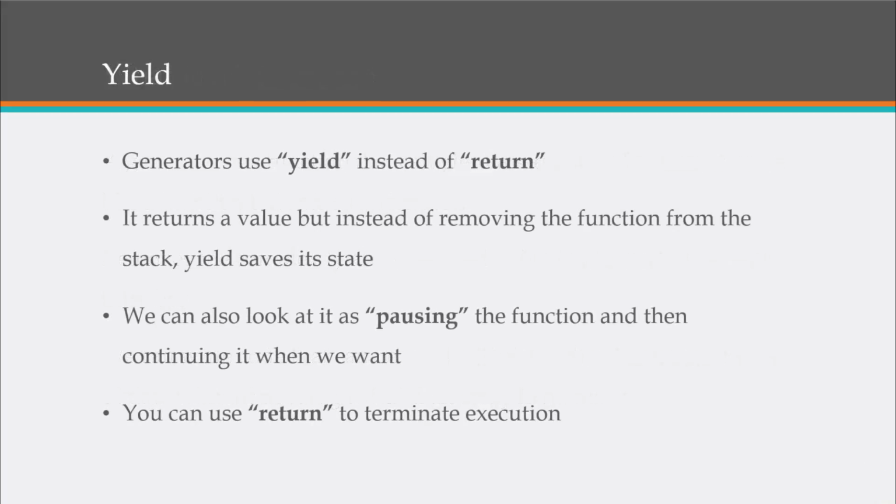Yield is the keyword that's used with generators instead of return with a regular function. It does return the value, but instead of removing the function from the stack, yield saves its state, and it'll keep doing this until the last yield is called. We can also look at this as pausing the function and then continuing it when we want. You can use return, and that will terminate the execution just like it would a regular function.